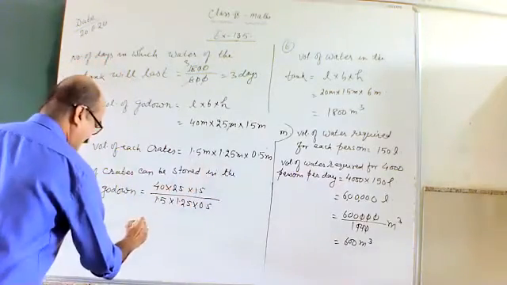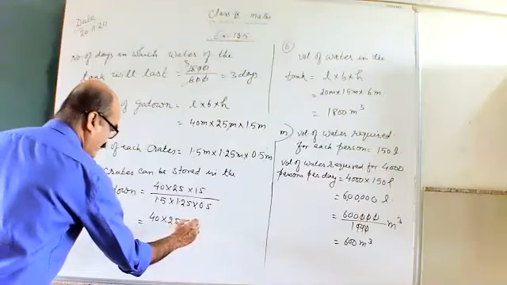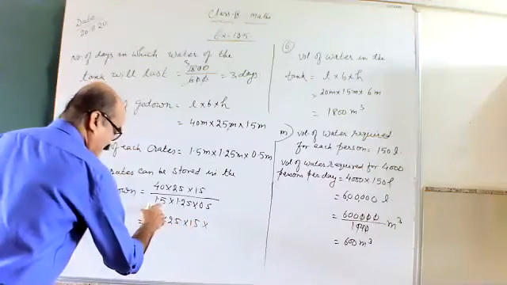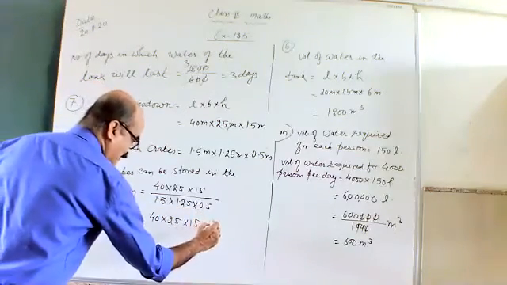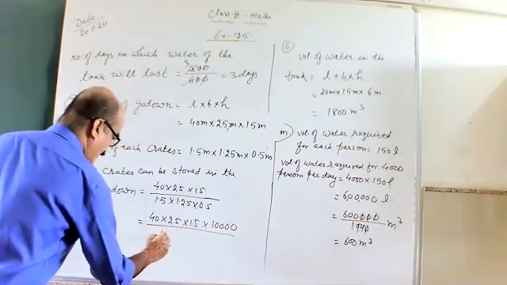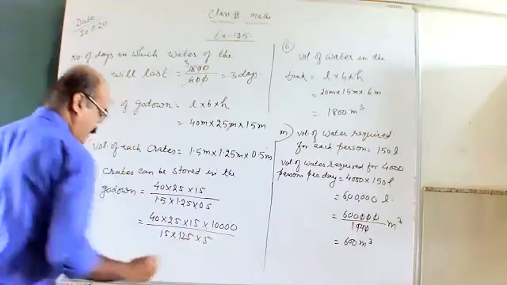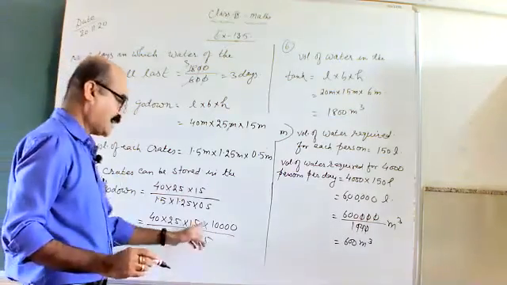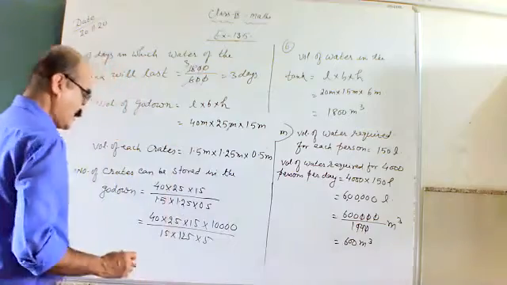Just remove the decimal sign. So 40 into 25 into 15 into, after the decimal, how many places? 1, 2, 3, 4. That will be equal to 40 into 25 into 15 into 10000 upon 15 into 125 into 5. These decimals are removed when we shift 4 zeros to the numerator. Now solve this.